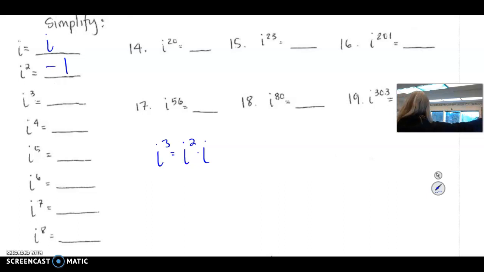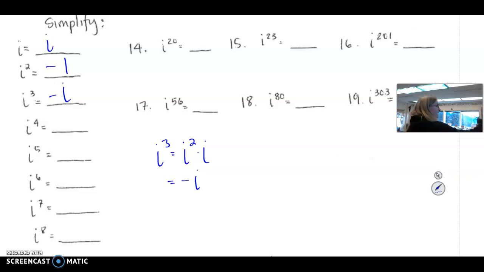So this is the same thing, right? You guys all see that? i squared means i times another i, which is the same thing as i cubed. So then what can you write? What is i squared equal to? -1 times i, which is just -i. So i cubed is equal to -i.